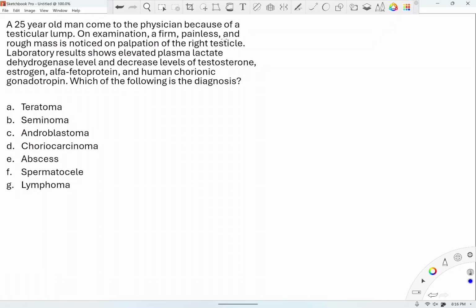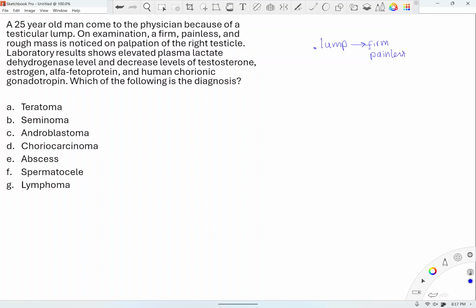On examination, a firm, painless, and rough mass is noticed on palpation of the right testis. Laboratory result shows elevated plasma lactate dehydrogenase level and decreased level of testosterone, estrogen, alpha-fetoprotein, and human chorionic gonadotropin. Which of the following is the diagnosis? So number one, when you think of testicular mass, think testicular cancer. This lump or mass should be firm, not soft, not fluctuating, painless.